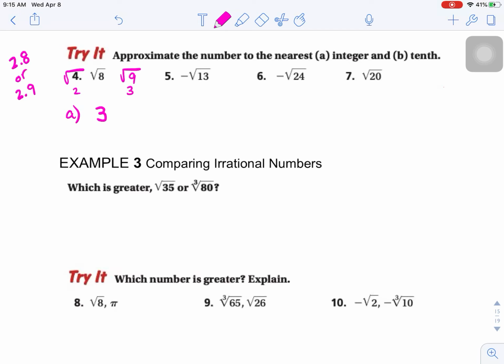So if I did 2.8 times 2.8, that would give me 7.84. And if I did 2.9 times 2.9, that would give me 8.41. So 2.8 ends up being a little bit closer. Okay, so same idea for that next one.